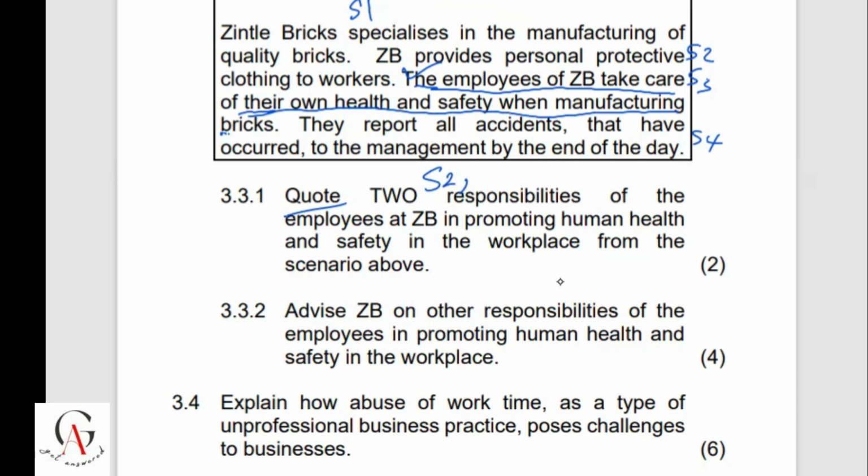And also we are going to write, no, this is going to be sentence 3. So now this is sentence 3. And also we take sentence 4. So now sentence 4 reads as follows. They report all accidents that have occurred to the management by the end of the day. Okay, right. So now let's check 3.3.2. Advise SB on other responsibilities of employees in promoting human health and safety in the workplace.